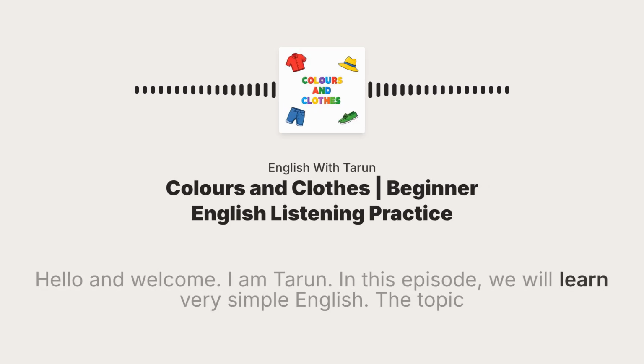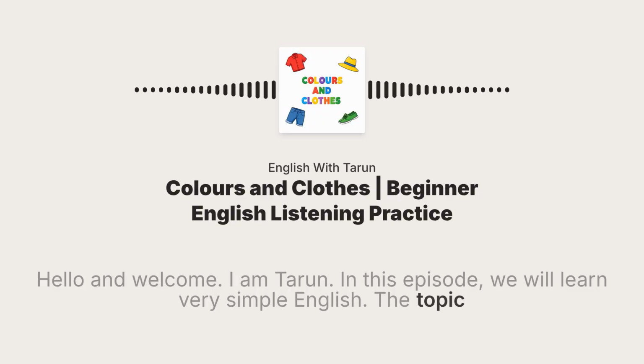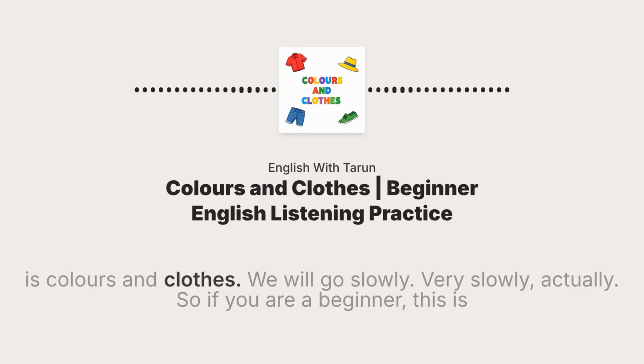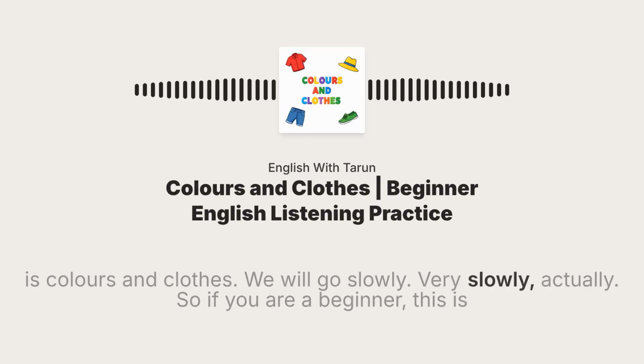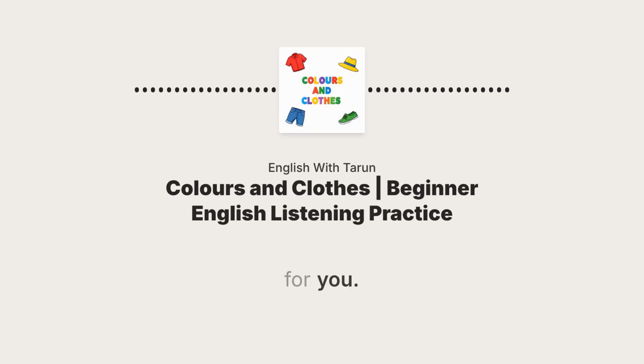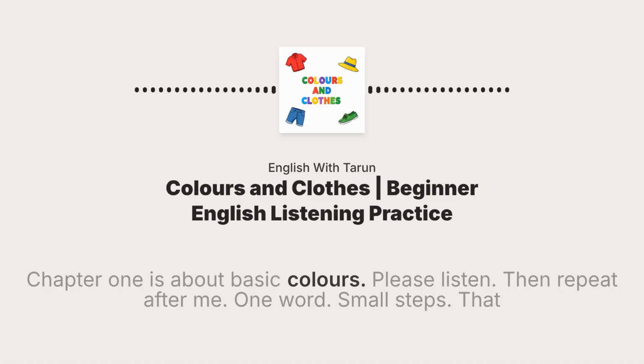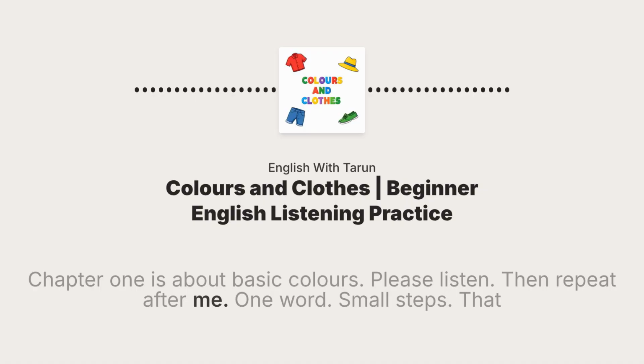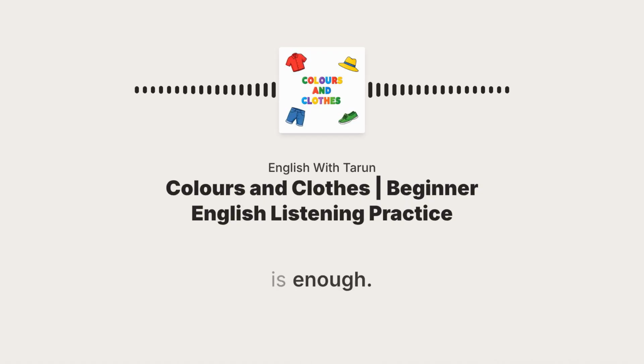In this episode, we will learn very simple English. The topic is colors and clothes. We will go slowly, very slowly actually. So if you are a beginner, this is for you. Chapter 1 is about basic colors. Please listen, then repeat after me. One word. Small steps, that is enough.